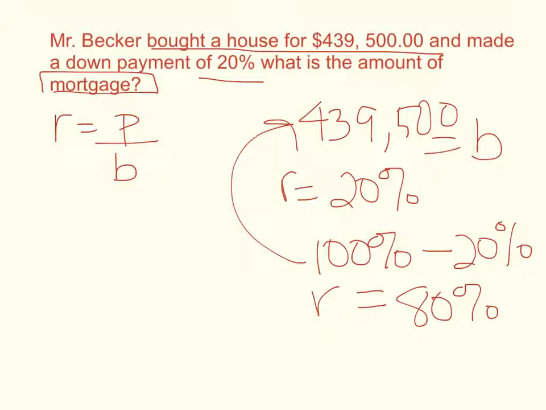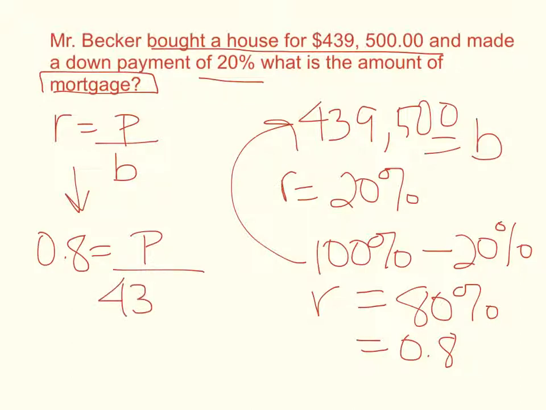So remember that when you have a percent, we actually never use it as is. We have to convert it to something else. So I'm going to convert this into its decimal form, which means I'm dividing 80 by 100 to get 0.8. And that's going to be my rate. So if we look at our original equation here, we can start plugging in numbers. So 0.8 is equal to some part, that's what we're trying to figure out, of the $439,500 that he paid.